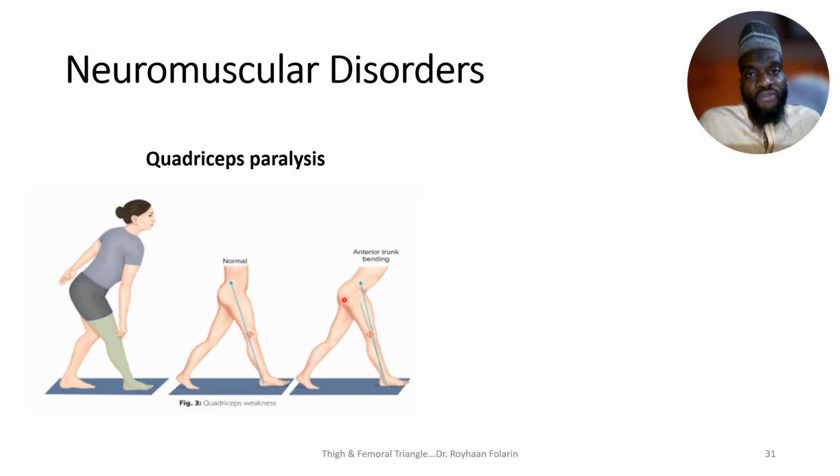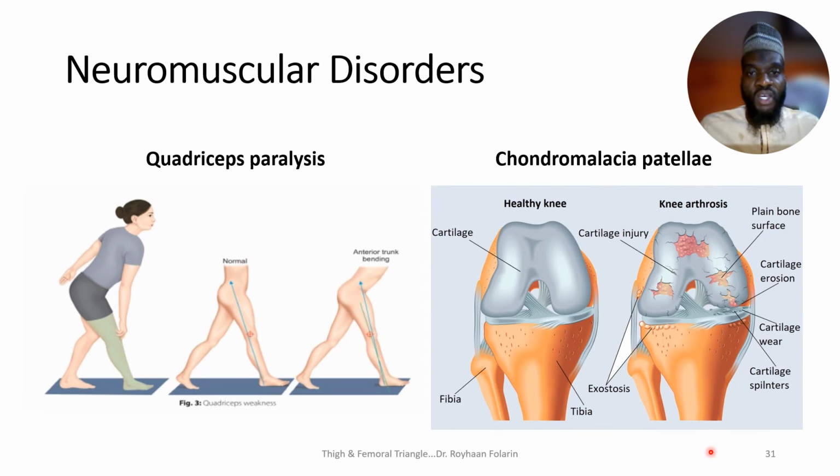So treatment usually involves addressing the underlying cause, whether it's nerve damage or trauma. So physical therapy and rehabilitation are usually essential to be able to gain strength and make that part more mobile. And in some cases, surgical intervention may be necessary.